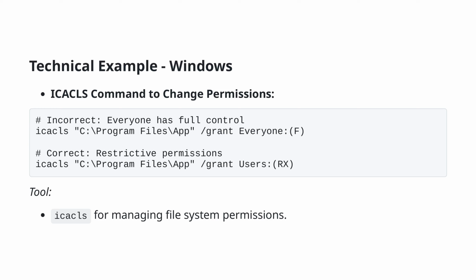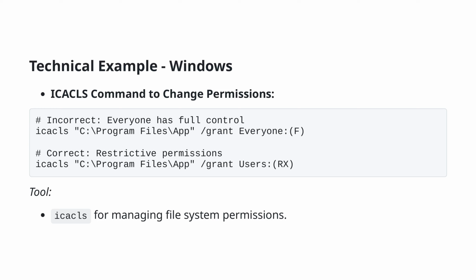In this slide, we're examining a technical example for Windows. The focus here is on using the icacls command to manage file system permissions. For the incorrect example, the command grants full control to everyone, which poses significant security risks. icacls C:\Program Files\App /grant Everyone:(F). This means that any user can modify, delete, or replace files in that directory, which is far too permissive.